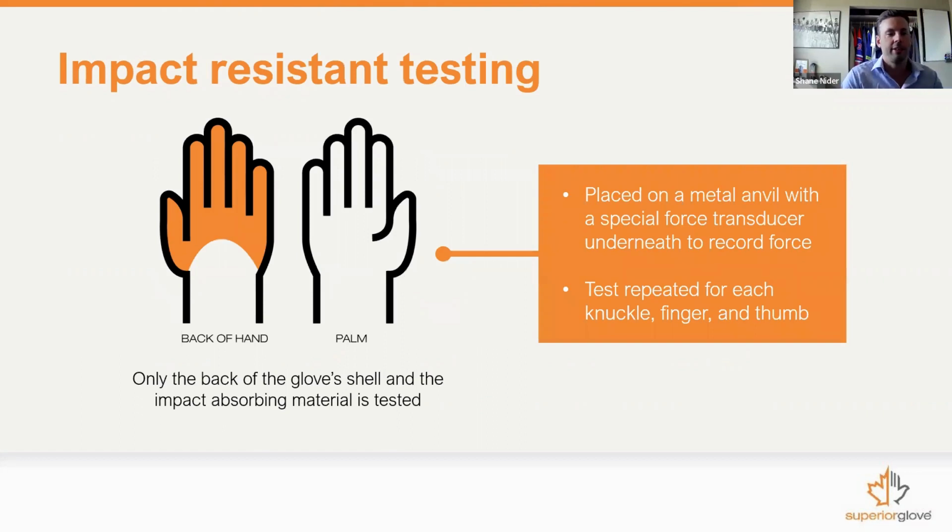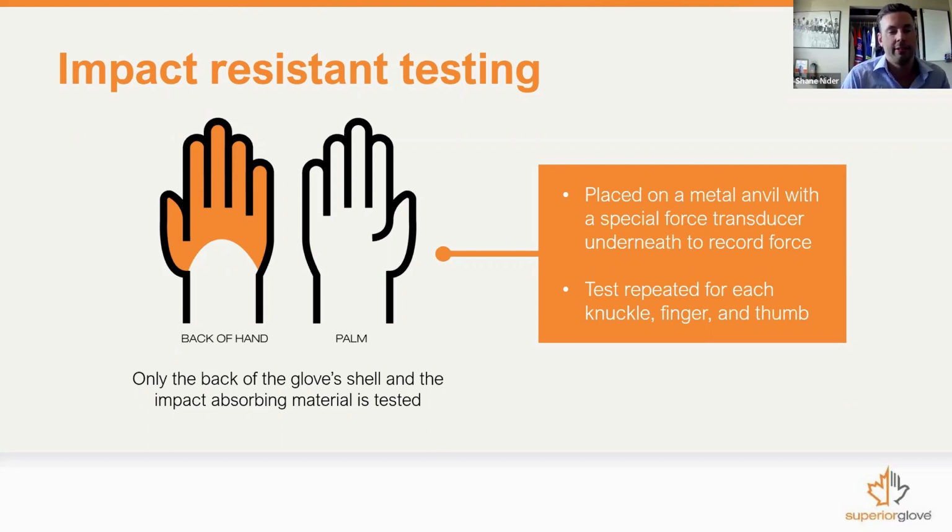So impact resistant testing. Impact is the newest impact designation under the ANSI ISEA testing. Four years ago, there wasn't an impact standard. There was, but it was for motorcycles. And so the industry recognized that as these impact gloves became more popular, the industry needed a standard. And so they adopted the motorcycle standard. They made a few tweaks to make it relevant for industrial settings. And now we have the ISEA impact standard.